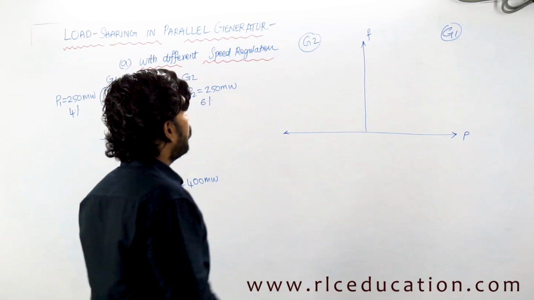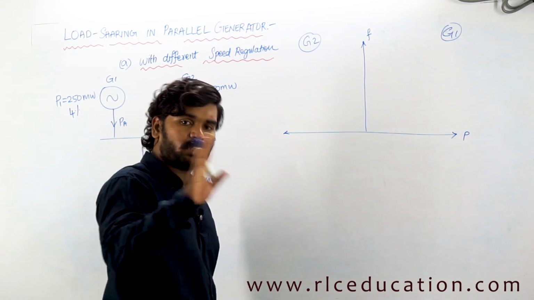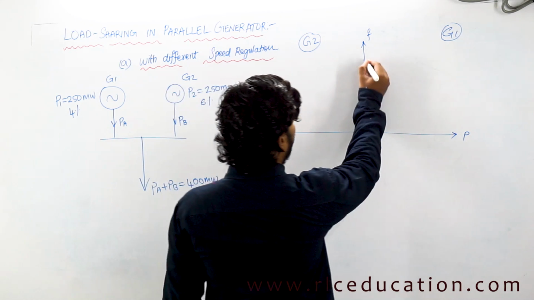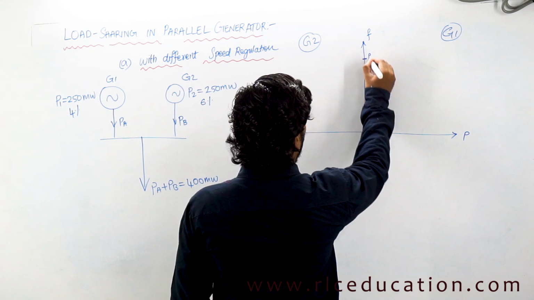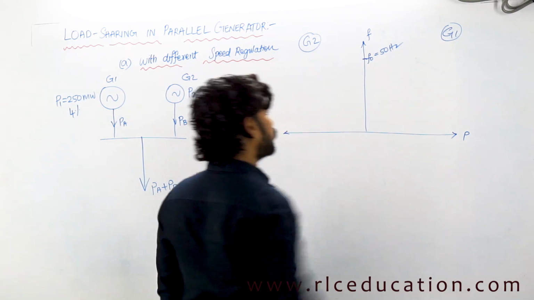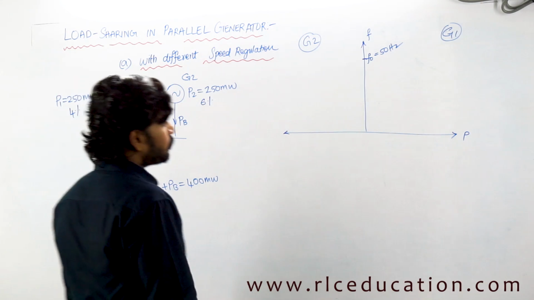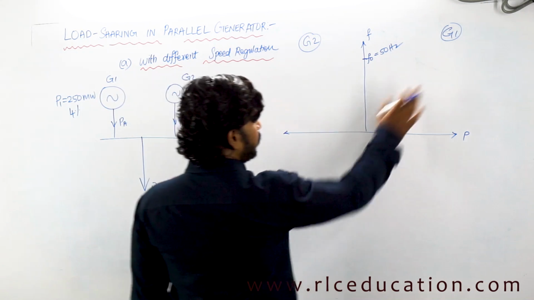So when two generators are operating in parallel, the no load frequency of both generators will remain the same. Let us say this is the no load frequency F0, and F0 is equal to how much for us? 50 hertz. Okay, 50 hertz is the F0. Next, let us say this is for generator 1 now.